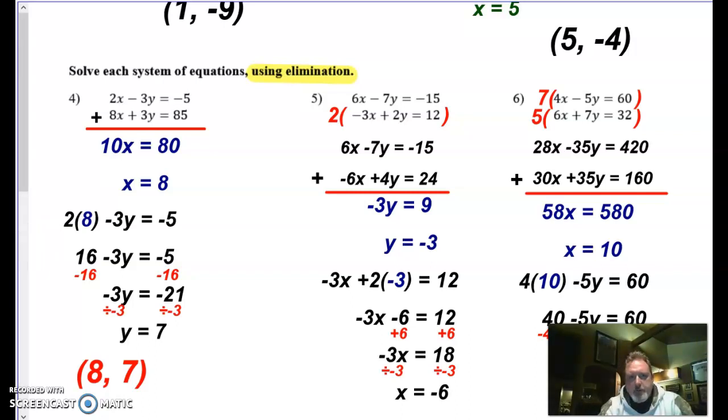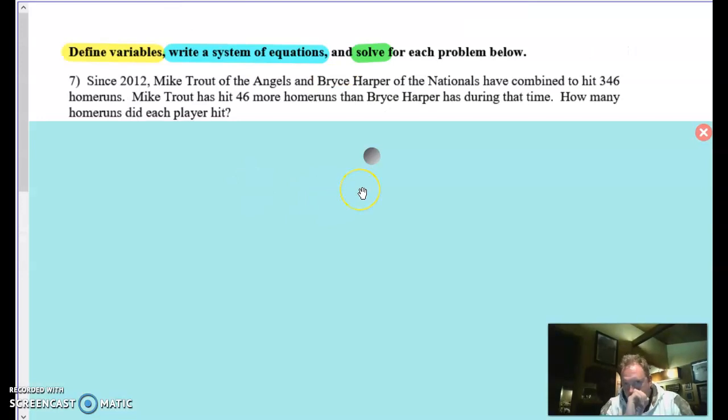All right, page 2. The word problems. And again, you don't have to know anything about baseball here, it doesn't matter.